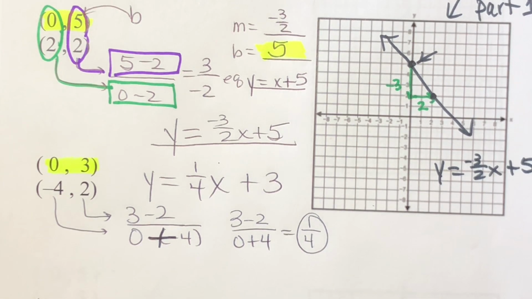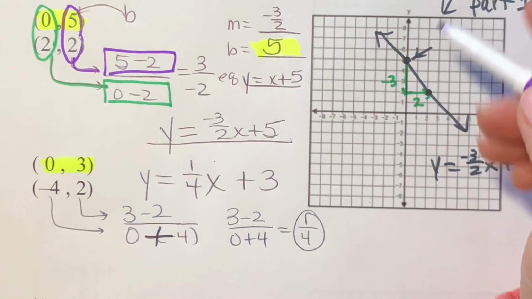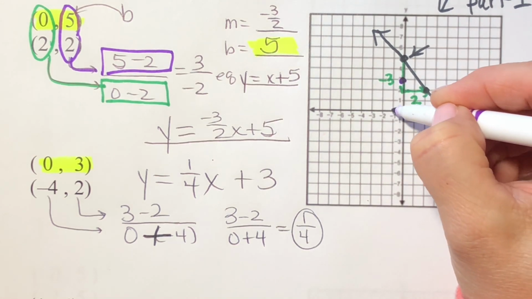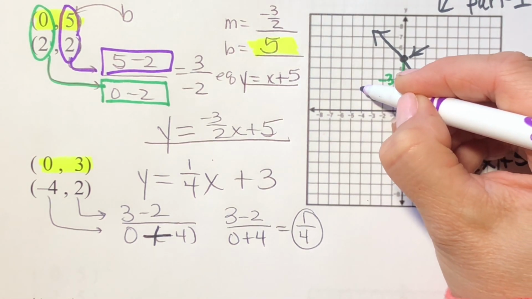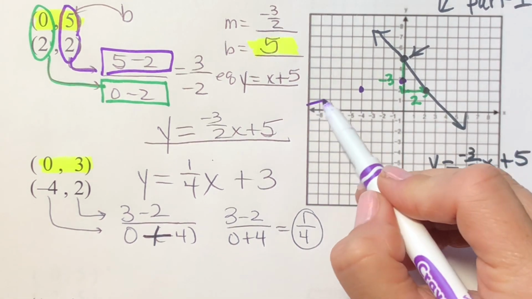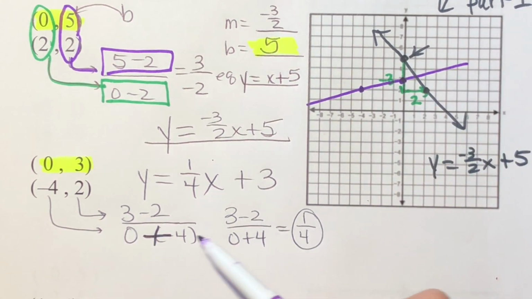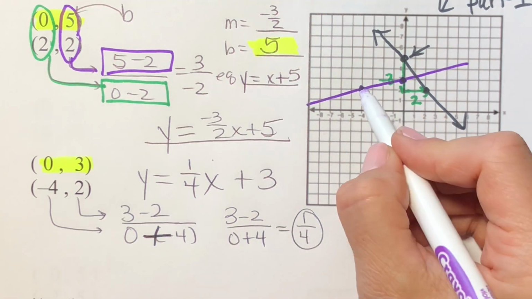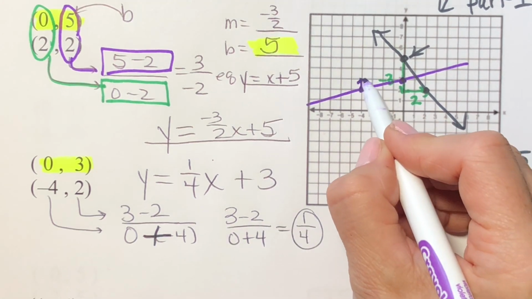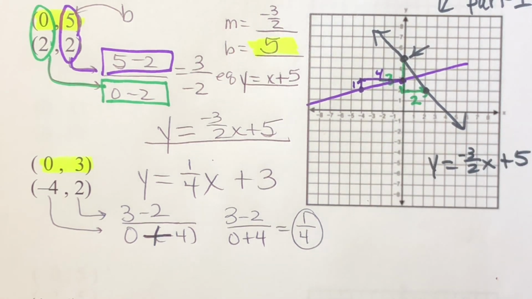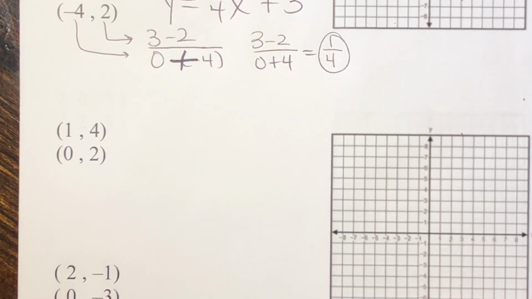And if I wanted to check myself, I will go 0, 3, and then -4, +2, and I would connect these, and I would say, is that 0, 3 right here? Yep. And is my rise 1 and my run 4? Here's my 1/4, and it checked. Okay, let's do these two.